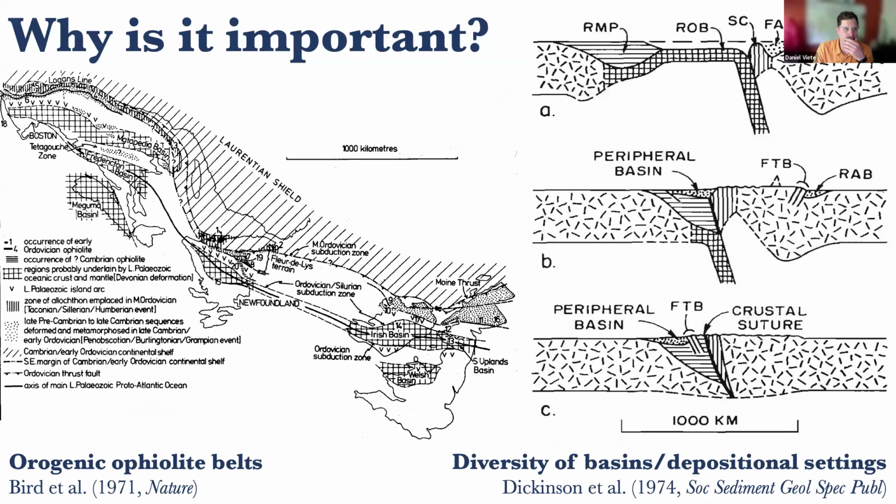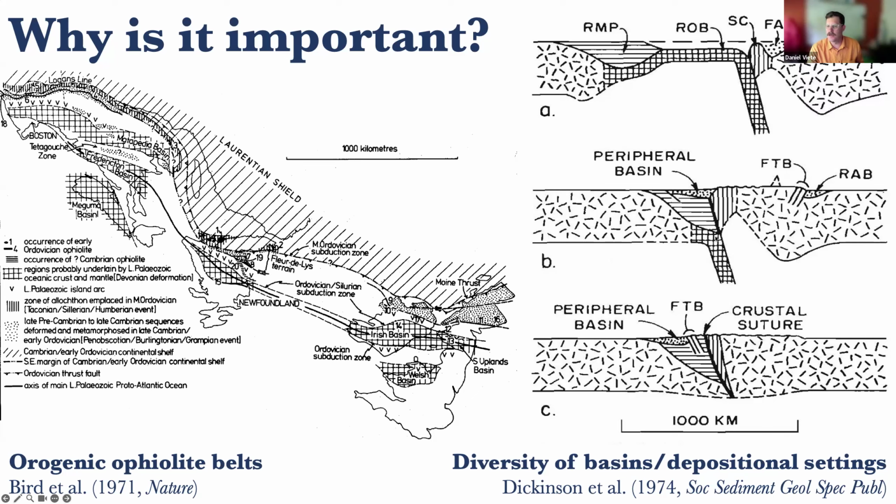So why else is it important? It's also important in terms of the geological record. So some of the key geological features that we talk about and that we teach in introductory geology are associated with these accretionary environments. Here I've got a few examples. On the left here is an ophiolite belt described by Bird et al. in 1971 along the Appalachian orogen. I'm going to go into a little bit more detail here in this talk on this belt.